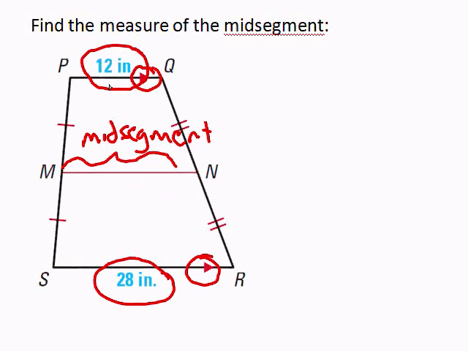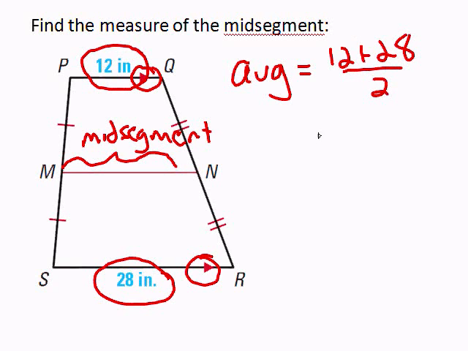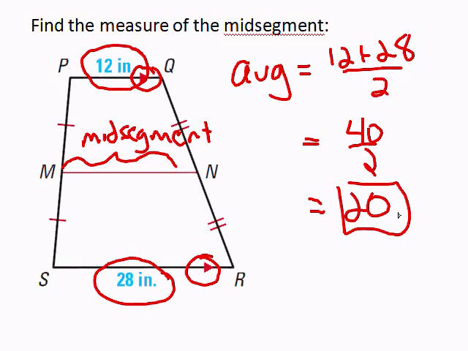i.e. the segment that's in the middle of the trapezoid, is the average of these two base lengths. So to find the average, we go 12 plus 28, and we divide by 2. So 12 plus 28 is 40. Divide by 2 is 20. This means that our midsegment, MN, is equal to 20 inches.